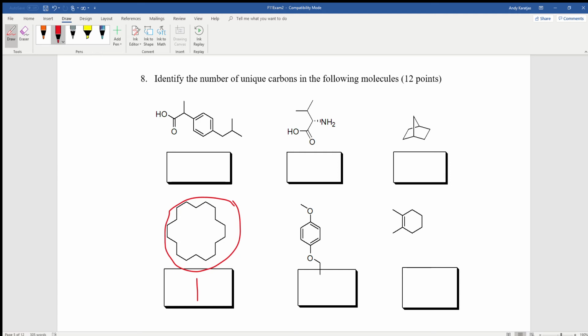Now, if we continue along the bottom row, we have a molecule that's almost symmetric. But it has a methoxy at one end and an ethoxy at the other end. So therefore we don't have symmetry going in that direction. The only symmetry that we have is going this way through the aromatic ring. Otherwise, the group at the top versus the group at the bottom are going to be different. And so we can see our different carbons as we draw them in here.